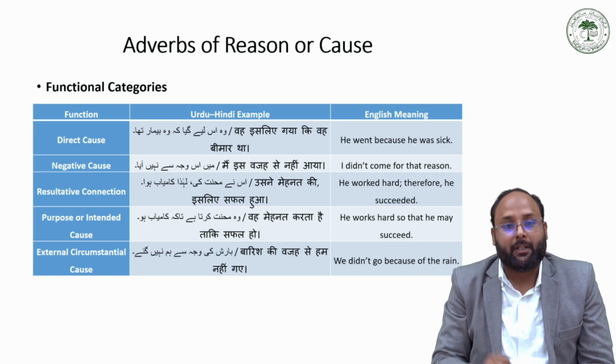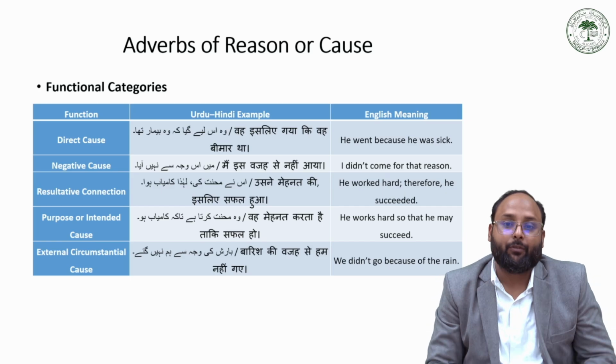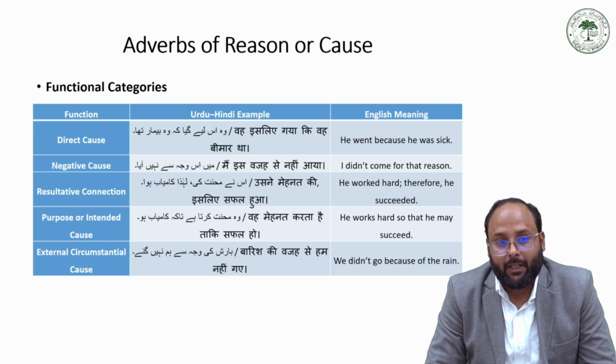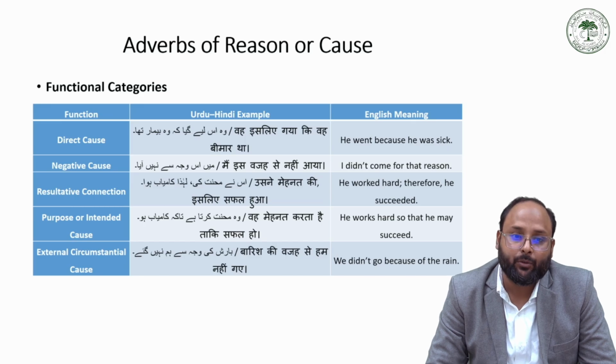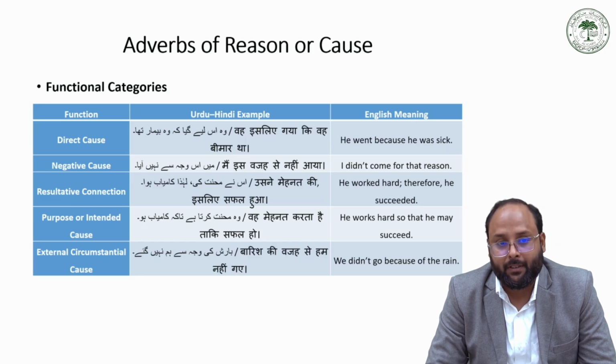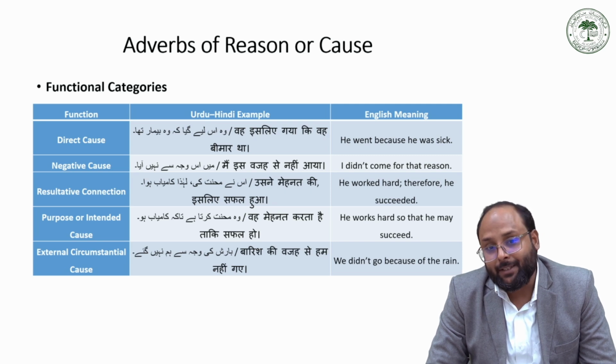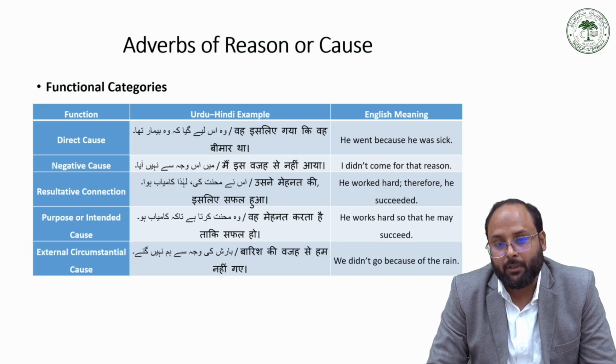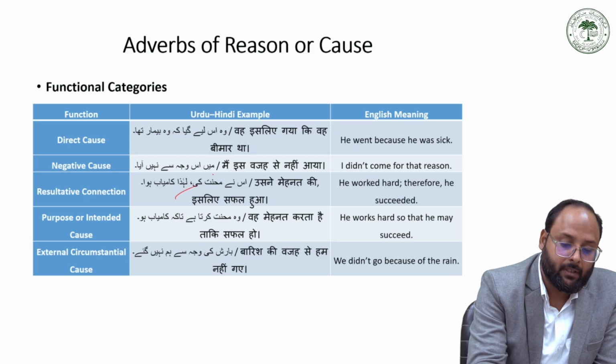So now we have some other functions of these adverbs of reason or cause. The functions are like the direct cause. So in the direct cause, वो इसलिए गया कि वो बीमार था. So there is a direct cause and effect. And there is some negative cause. वो इस वजह से नहीं आया कि वो बीमार था. Sometimes a resultative connection, उसने मेहनत की लिहाज़ा वो कामयाब हुआ. So that is the लिहाज़ा.